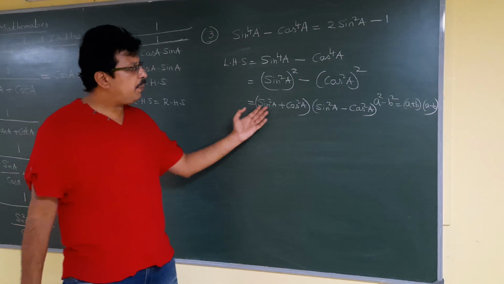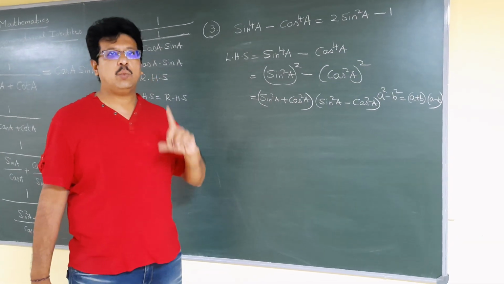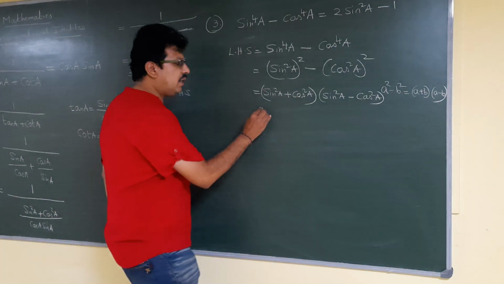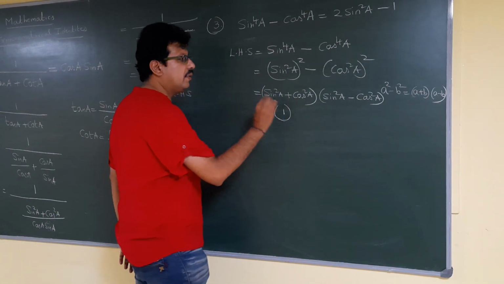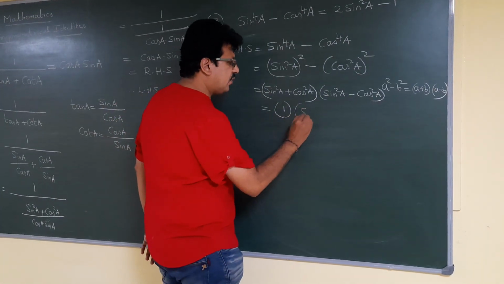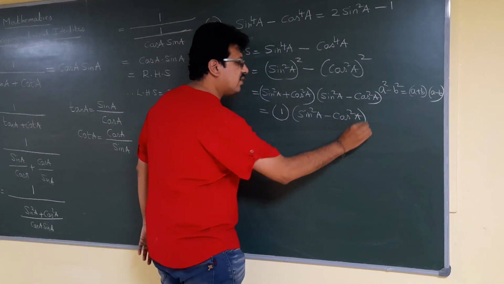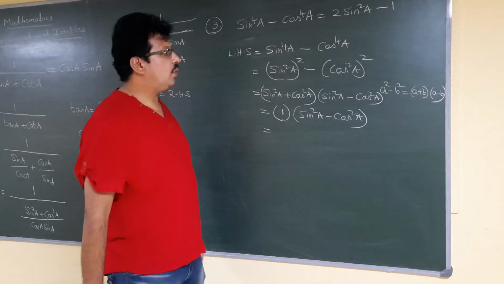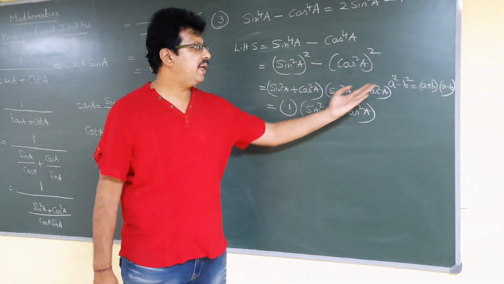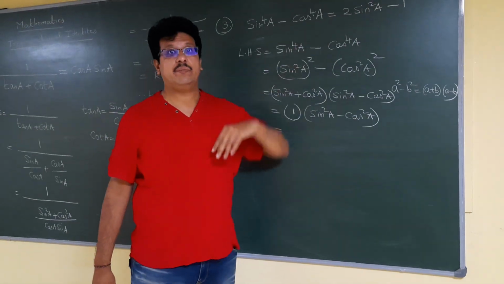So what is sin square A plus cos square A? It is nothing but 1. You should know the identity very well. So we'll write 1 here, and sin square A minus cos square A we'll write as it is. When you observe sin square A minus cos square A, we don't have any formula. We cannot write again (a plus b) into (a minus b), because we need to prove 2 sin square A minus 1.